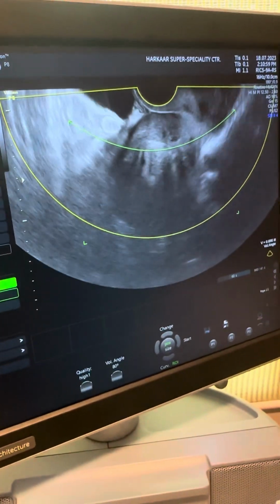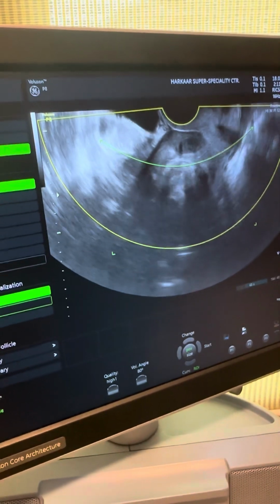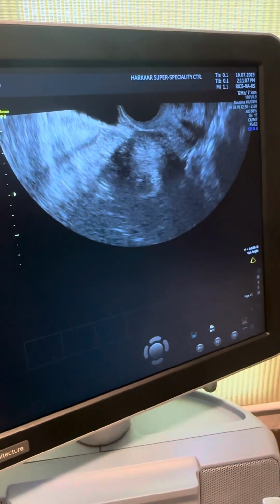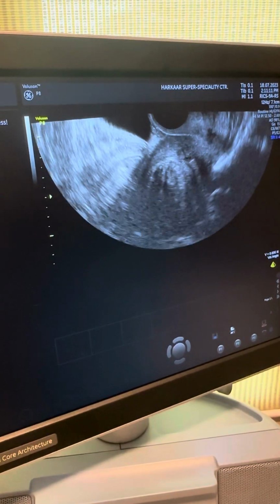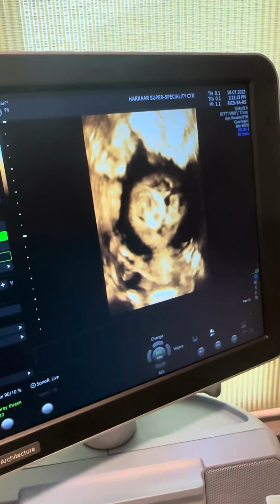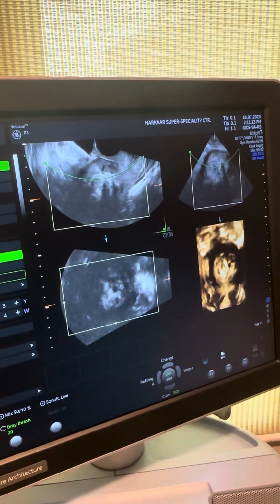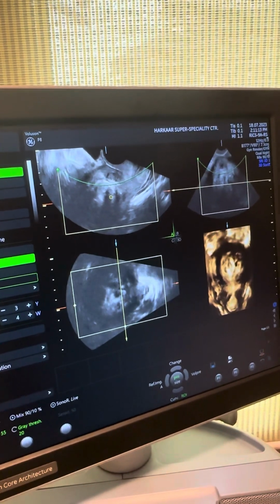Let us check on 3D 4D. So this patient has primary infertility of 4 years with a large FIGO stage 3 fibroid compressing the endometrial cavity. Let us see how much it is compressing on 3D 4D. This is the 3D 4D ultrasound.